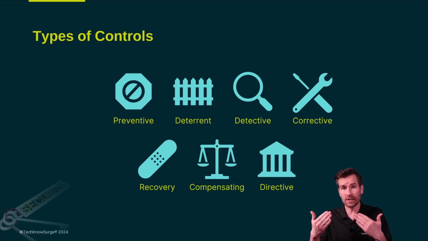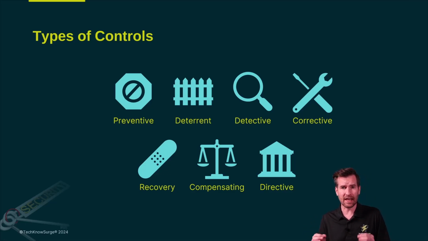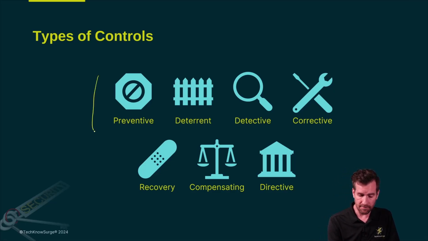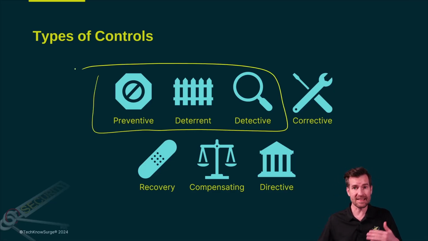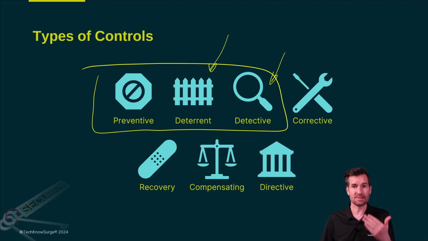That is, categories of controls. And they fall under preventative, deterrent, detective, corrective, recovery, compensating, and directive. But when it comes to physical access control, it mainly has to do with the first three. Preventative, things that prevent something from happening. Deterrent, things that are going to deter somebody from trying to gain access. Or detective, those things that are going to detect that something has been breached.